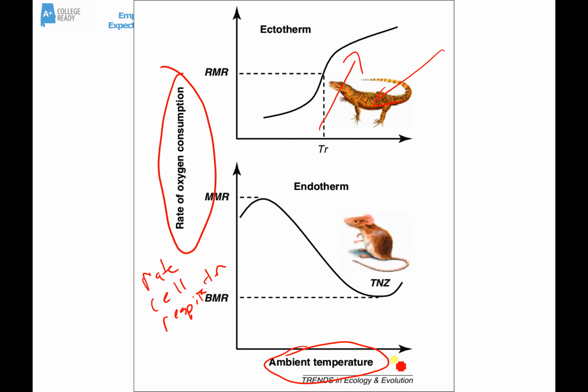Whereas with an endotherm, if it gets really hot, to maintain a constant internal temperature, the metabolic rate actually drops. And this is so that the mouse, in this case, isn't generating as much internal heat.